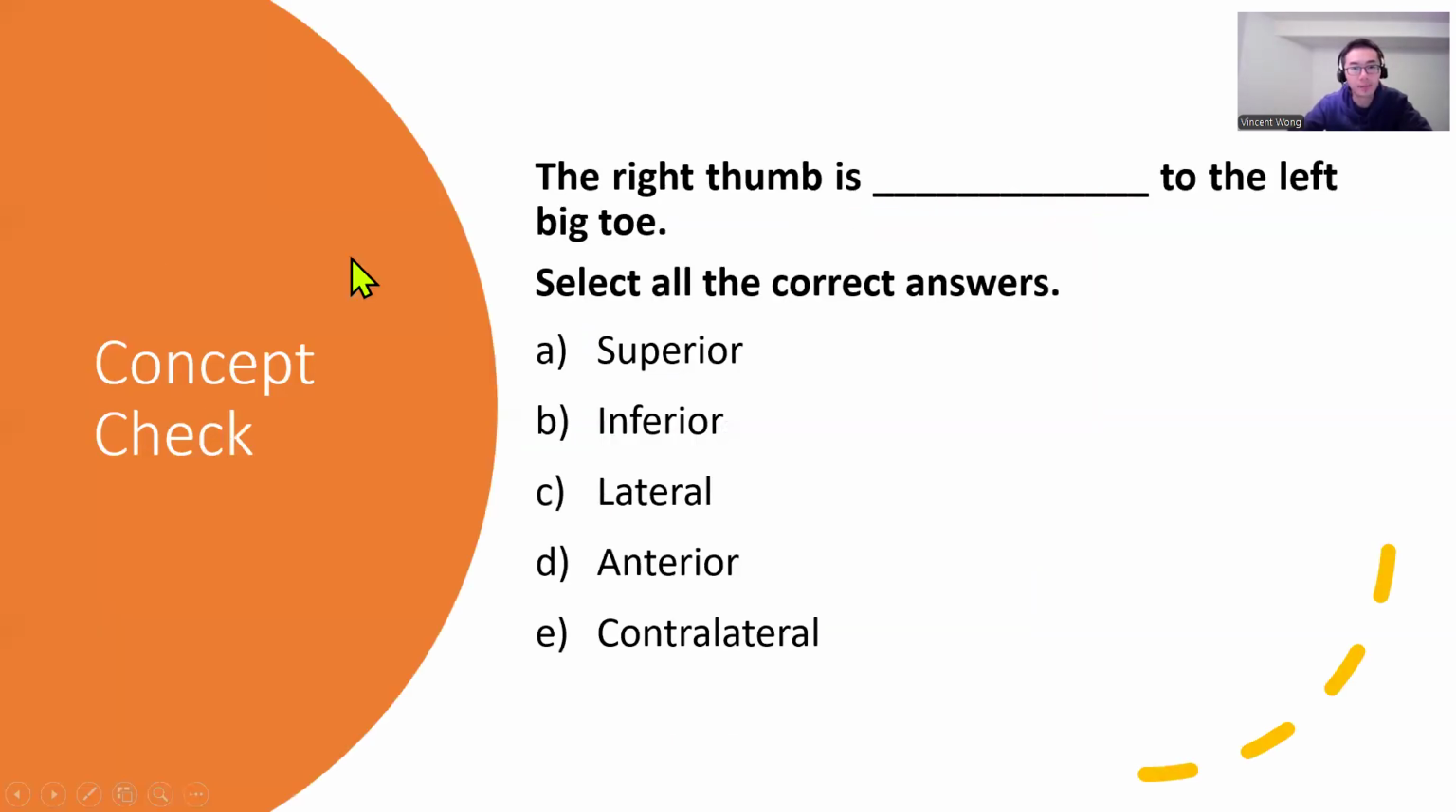All right, moving on. Let's do one question here. All right. So choose all the appropriate terms.